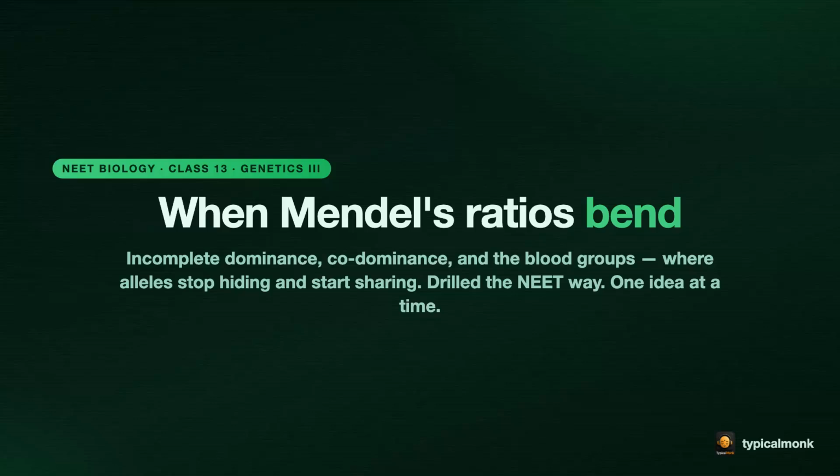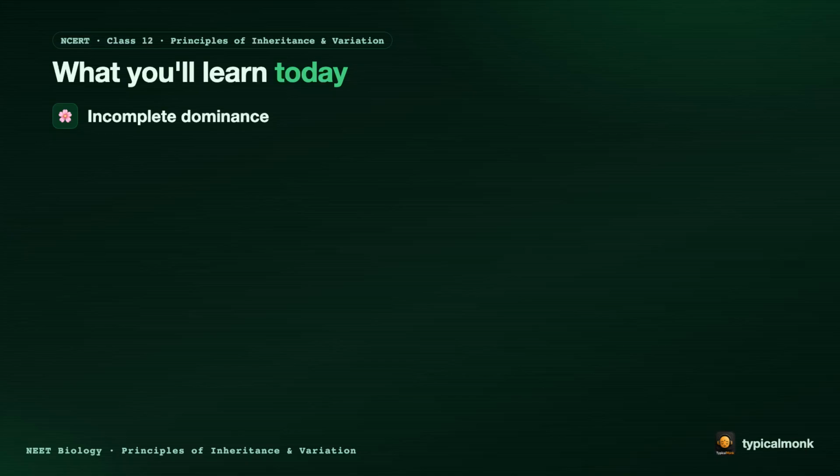So far we saw one allele mask another, but it is not always so. Today we meet incomplete dominance, codominance, and the blood groups where alleles stop hiding and start showing together, one idea at a time. Here is today's path.